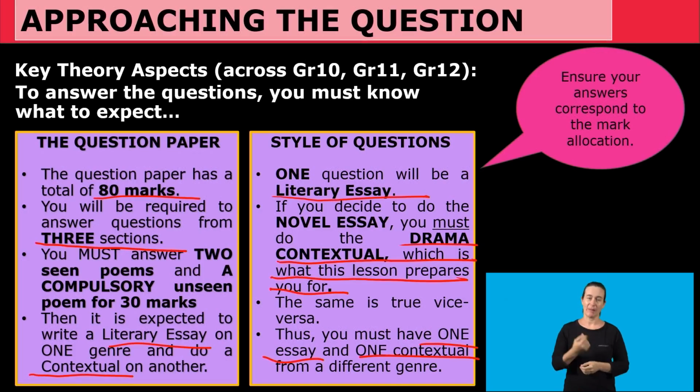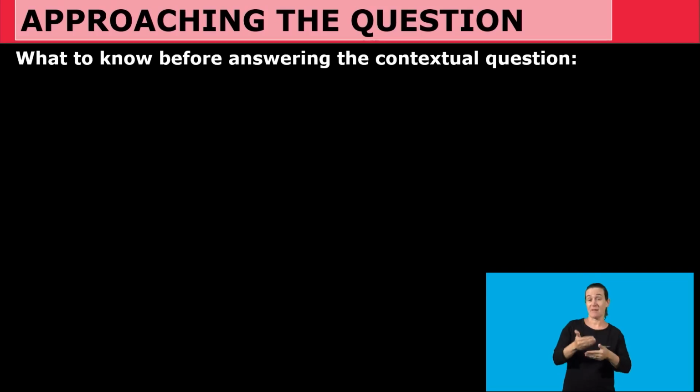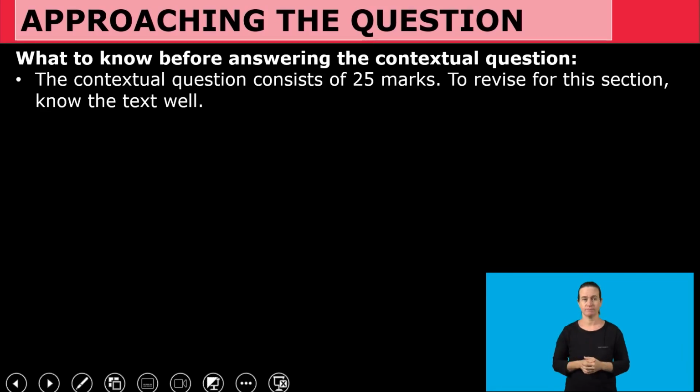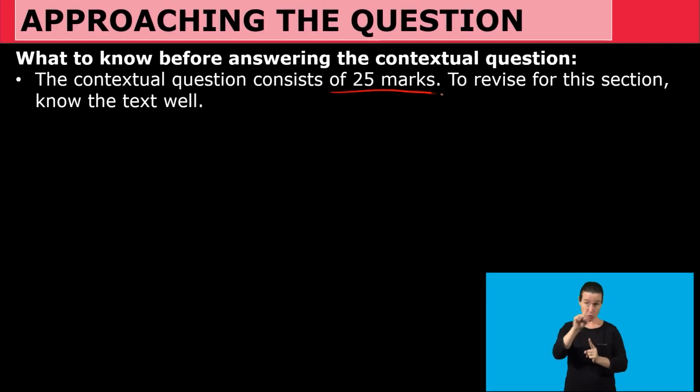It is important to ensure that your answers correspond to the mark allocation. So if it's a 2-mark question, do not write an essay. Now, what you need to know before approaching the question. The contextual question consists of 25 marks.